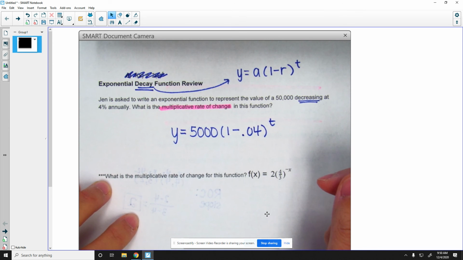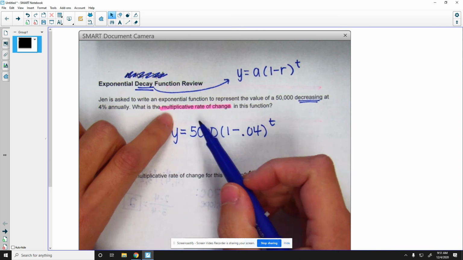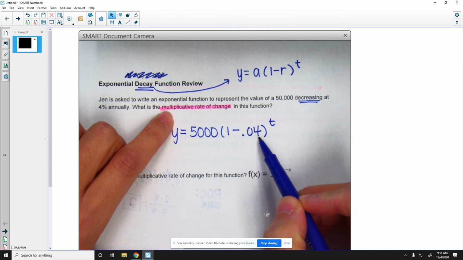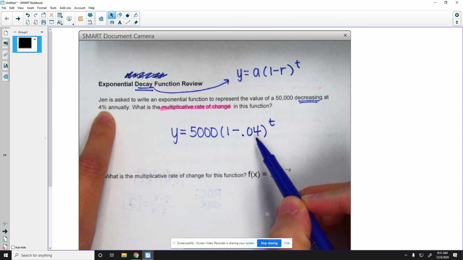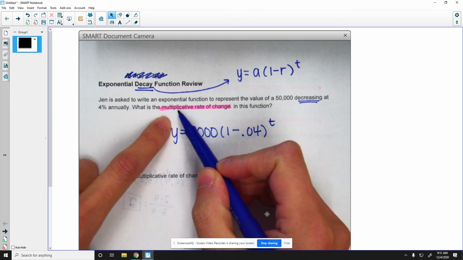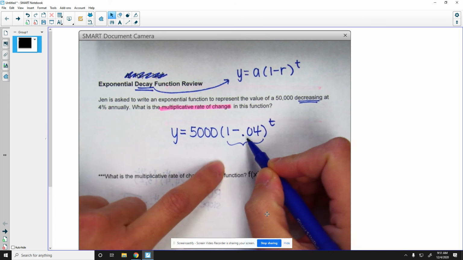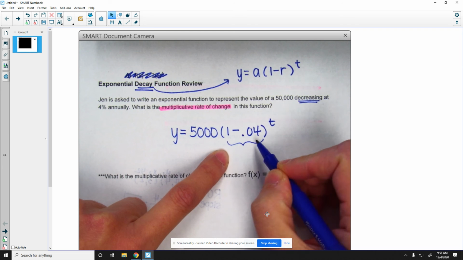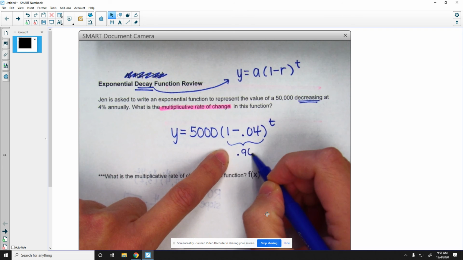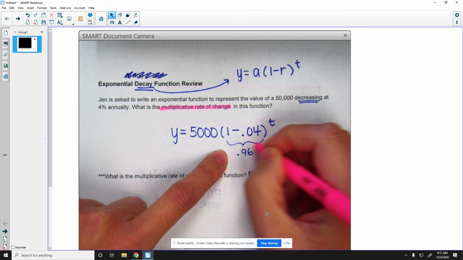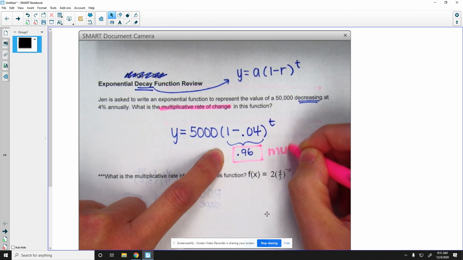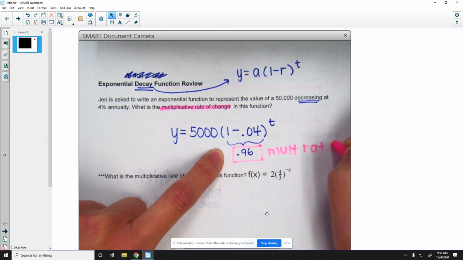0.96. How did you even get that? 1 minus 0.04. Okay, so everyone wants to say the multiplicative rate of change is 4%, 0.04. That's not it. This new word, multiplicative rate of change, means it's the number inside the parentheses. After you actually simplify it, 1 minus 0.04 is 0.96. This number is going to be the multiplicative rate of change.